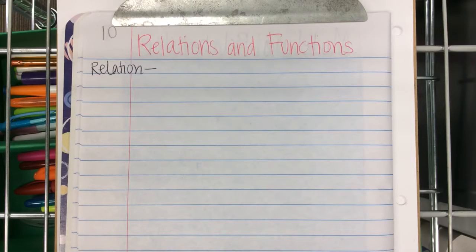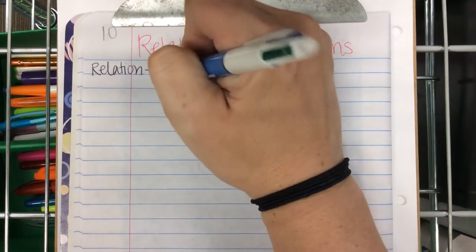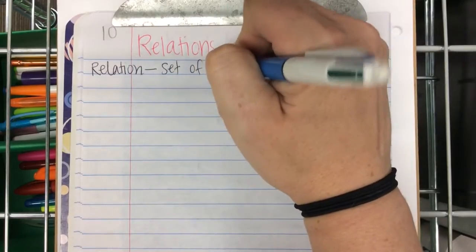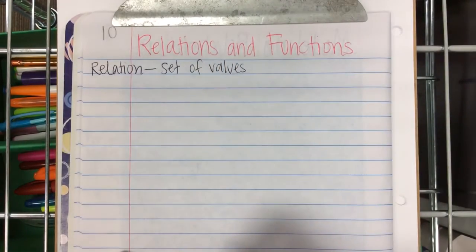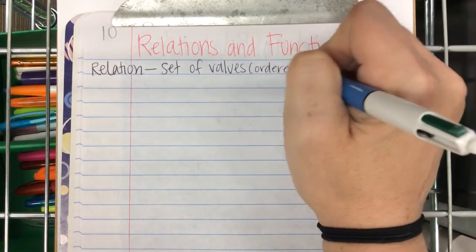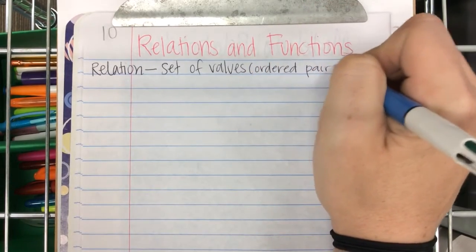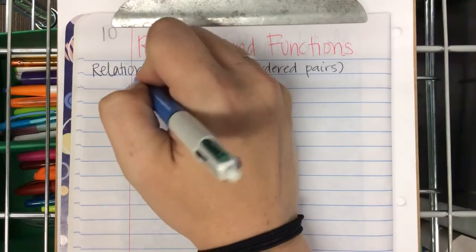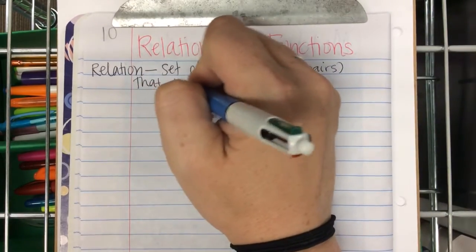A relation is a set of values, typically ordered pairs, that belong together.